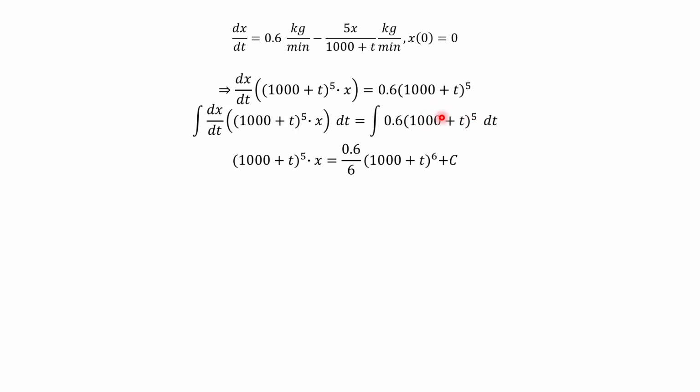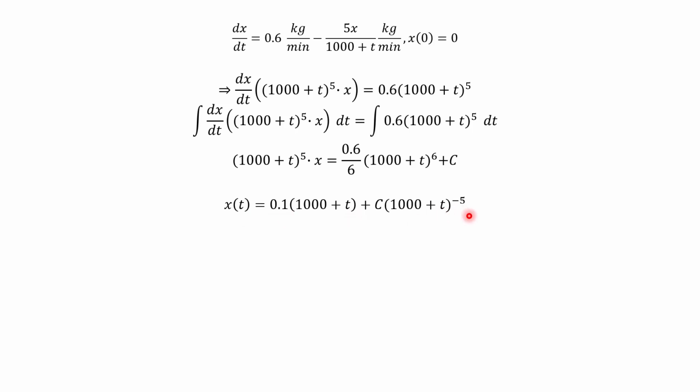Real quick, if you think about u substitution here, to integrate, you'd have u equals 1000 plus t. But because the derivative of 1000 plus t is just 1, then you don't have to do anything extra with dividing anything out there. And so the integral value would be that quantity in the parentheses to the 6th power over 6. Okay, just reminding you a little bit about your integration rule. And the left side, you integrated the derivative, so those are nice and undoing each other. And so if we just divide out this 1000 plus t to the 5th power, we get our function x of t equals the following.